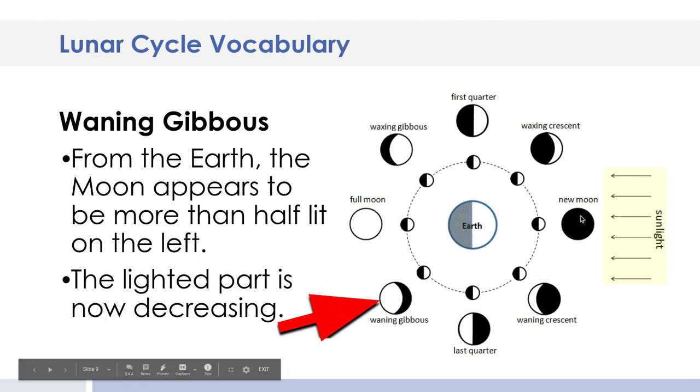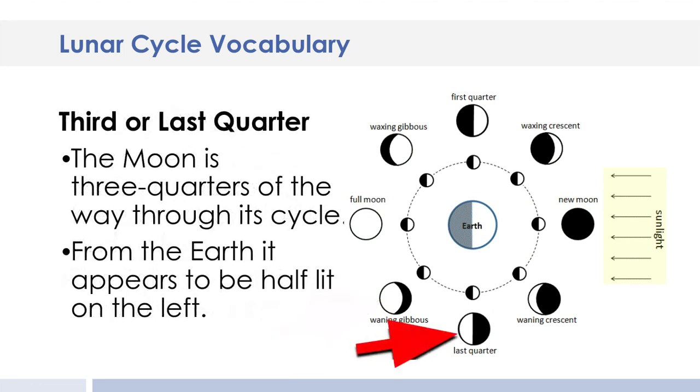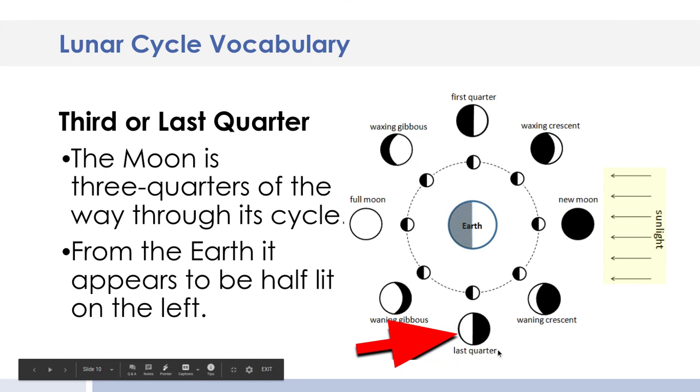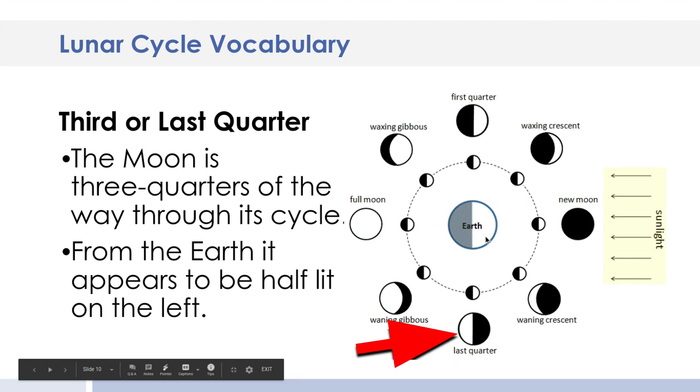All right, so initially from new moon to full moon, the lit portion of the moon was increasing. Now it is decreasing. Then we have the third or last quarter moon. The moon is 3/4 of the way through its cycle. From the Earth, it appears to be half lit on the left. All right, so here we have the last quarter.